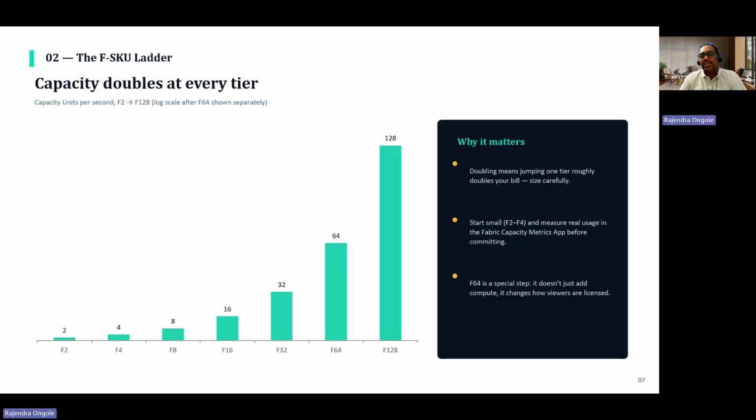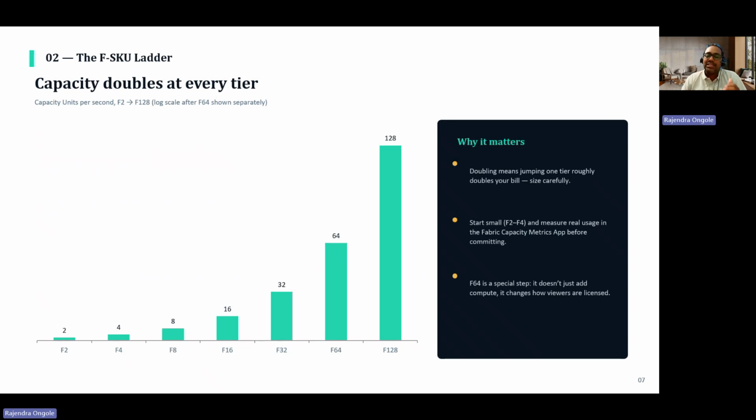This is how the capacity SKUs keep doubling, starting with F2, F4, F8. So it is multiplying, right? You can see that F16, 16 plus 16, 32, 32 plus 32, 64, 64 plus 64, 128, and so on. Like that, it is getting doubled, starting with a small capacity, and we can utilize it, check the Fabric capacity metrics, and consume accordingly. Like that, we can proceed.